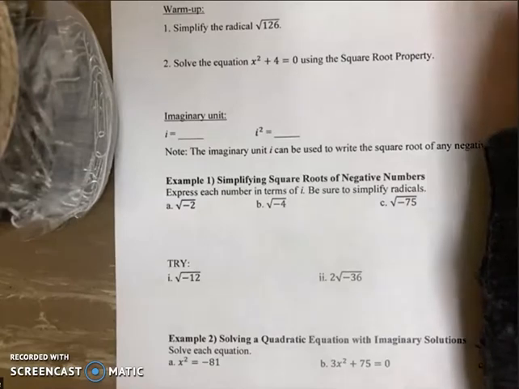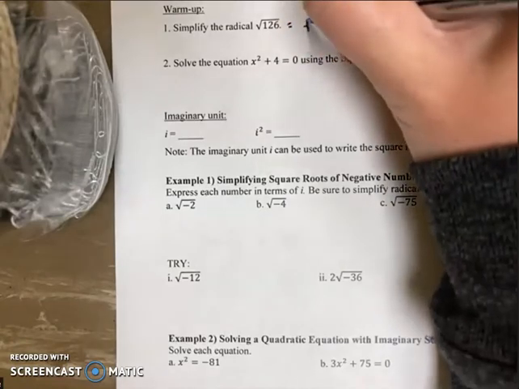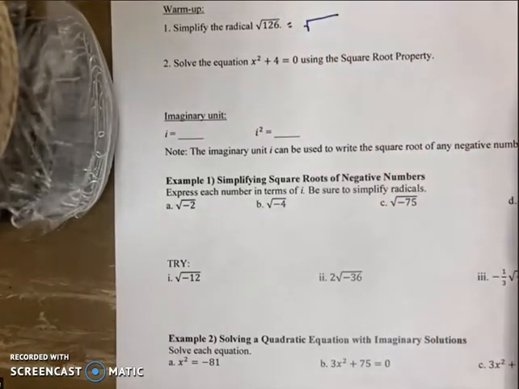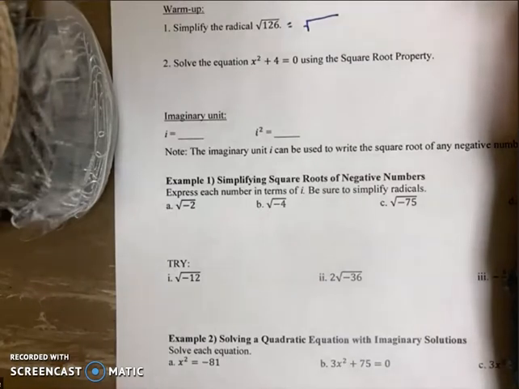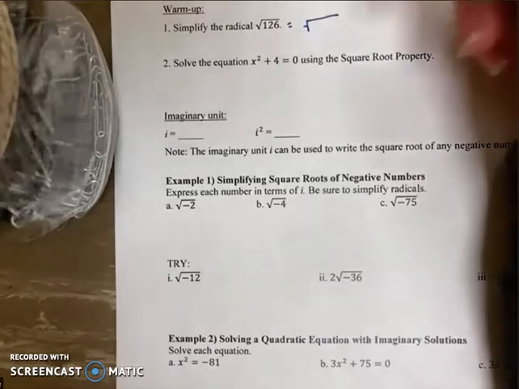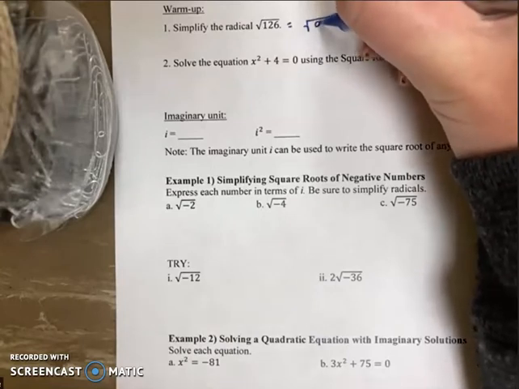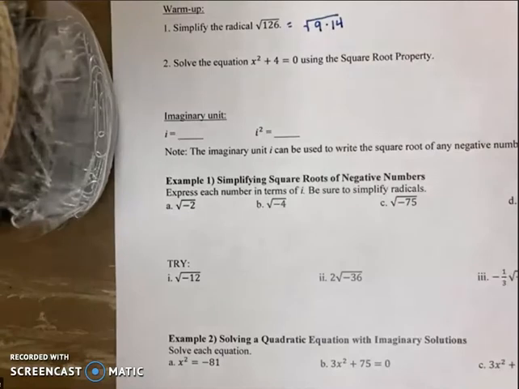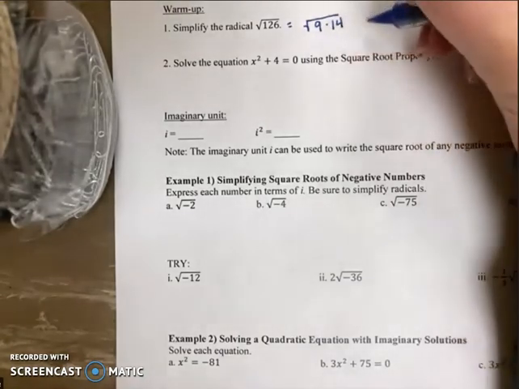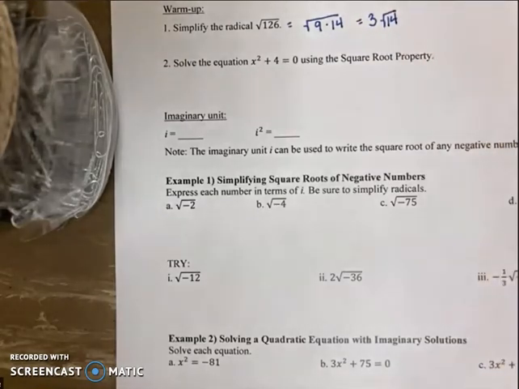For number 1, you were asked to simplify the radical. Remember, when we're simplifying radicals, we want to rewrite it using the product property, and we want to look at factors that are perfect squares. So 1, 4, 9, 25, 36, and so on and so forth. If I think about the factors of 126 and its perfect squares, other than 1, I know that I can multiply 9 times 14. 9 is the perfect square of 3, and I have that 14 remaining in the radical.